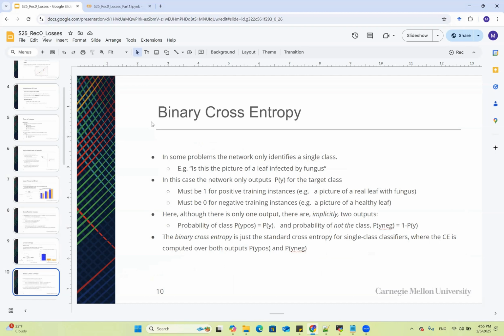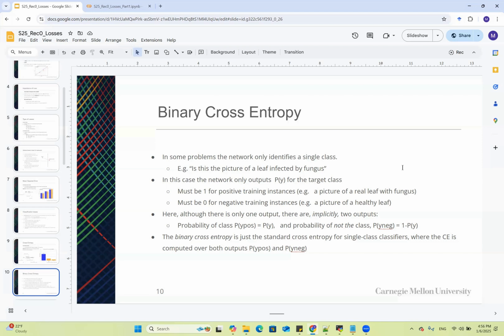The second thing is the binary cross entropy, which is a special case of the cross entropy. In some problems, the network only identifies a single class. Is this the picture of a leaf infected by fungus? In this case, the network only outputs P Y for the target class. It must be 1 for the positive training instances, like a picture of a leaf with a fungus, and must be 0 for negative training instances, like a picture of a healthy leaf.